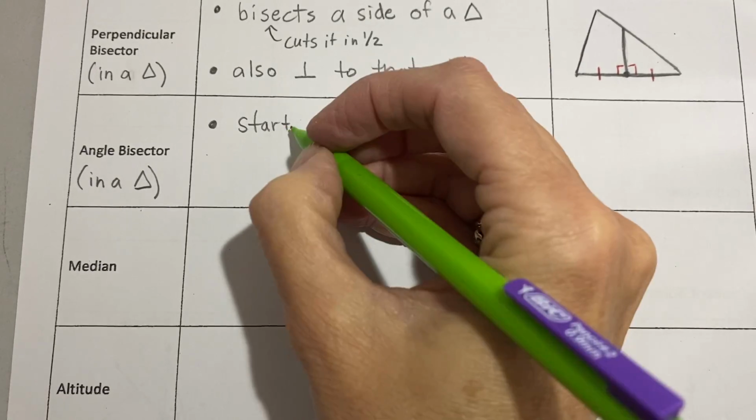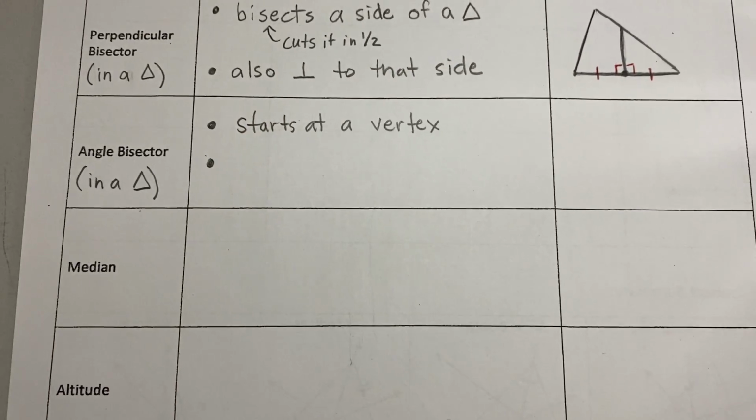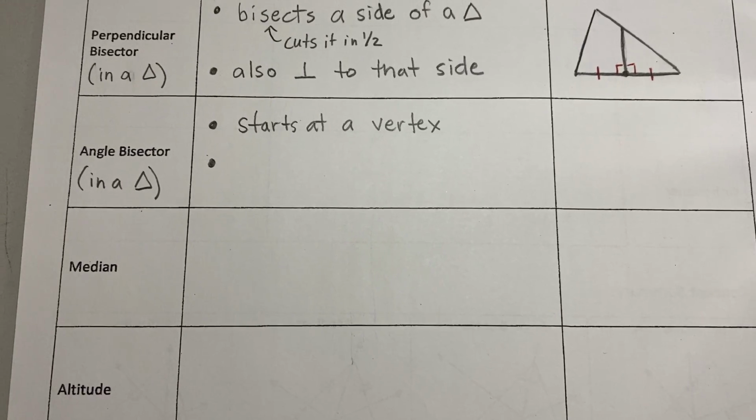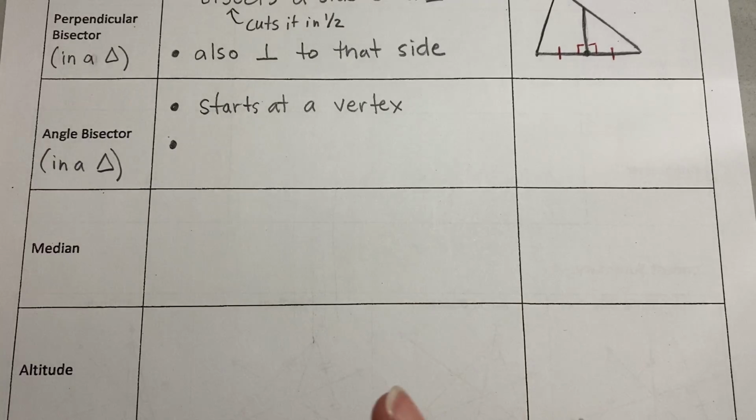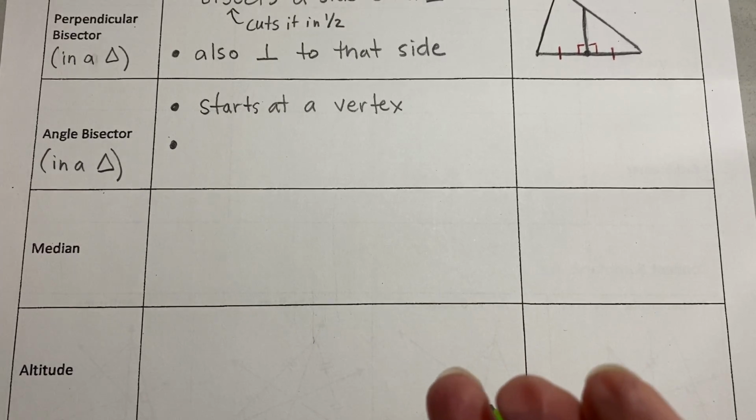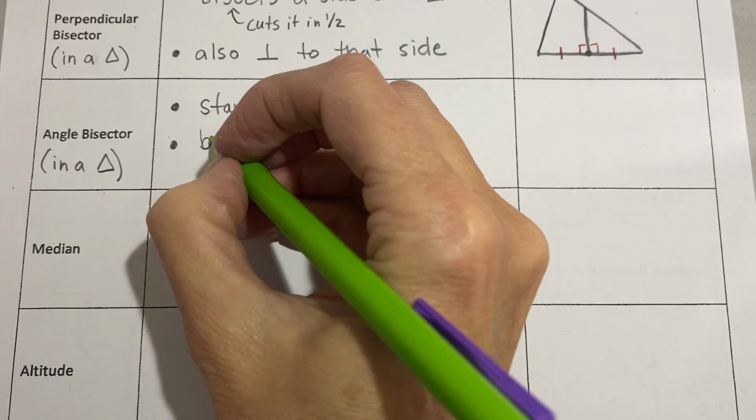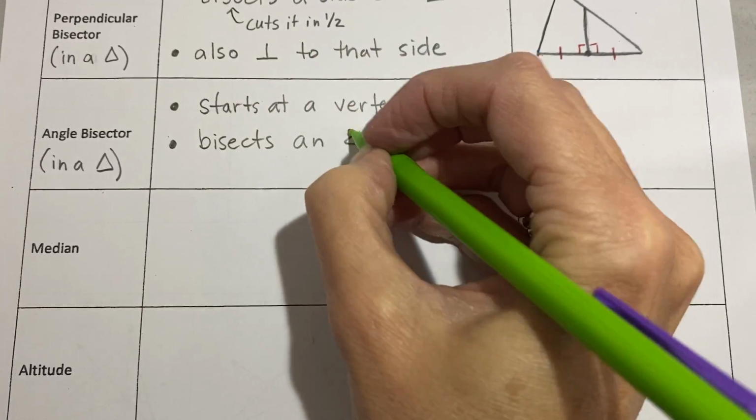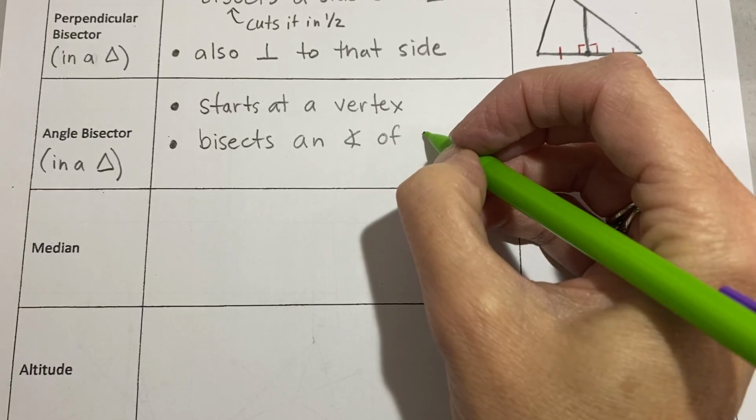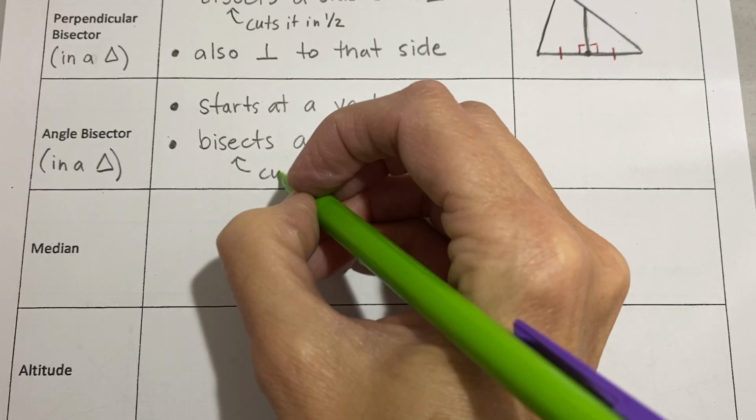I guess I should put starts at a vertex. So it starts at a vertex, and it bisects the angle. That's why it's called an angle bisector. This one is the easiest one to me because the name of it tells you what it does. An angle bisector bisects an angle, or cuts an angle in half, of a triangle. And remember, bisect means cuts it in half.